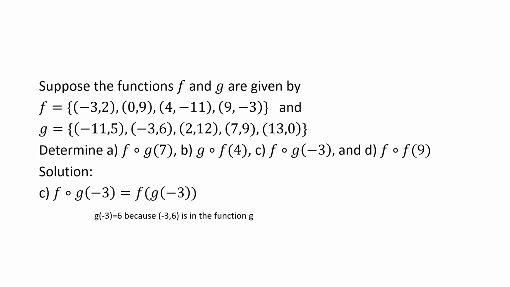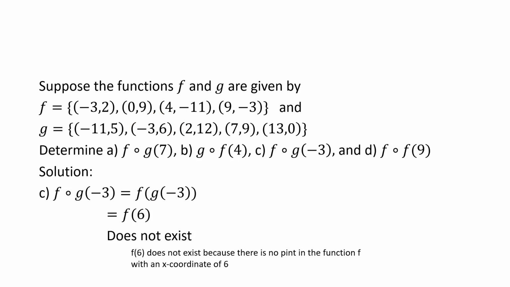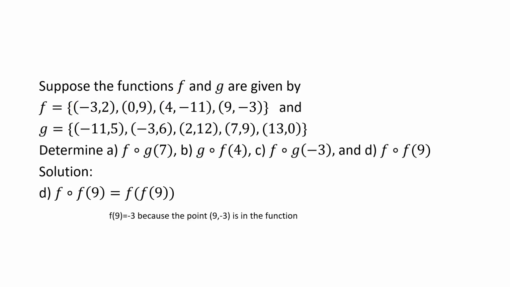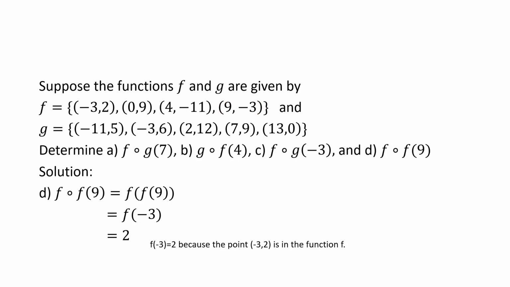Let's do f of g at negative 3. Well, working from the inside out, we see g at negative 3 is 6. Good enough. Now, I want to know what f at 6 is. Well, that doesn't exist, because there's no point in the function f with an x-coordinate of 6. And f of g of 9, working from the inside out, we see that g at 9 is negative 3. Okay, so we then determine what f at negative 3 is, and f at negative 3 is 2.